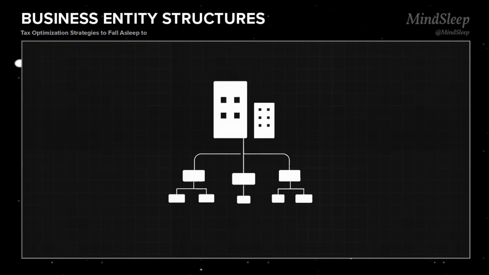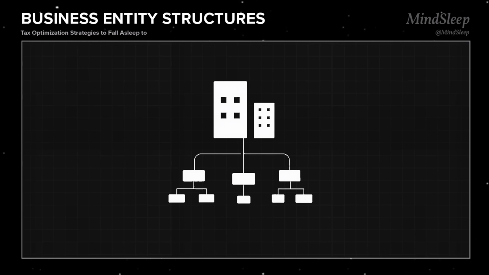At its core, the choice of business entity structure is a delicate balance between tax efficiency, legal protection, and operational flexibility. Each structure comes with its own set of rules, advantages, and potential pitfalls. To truly understand this landscape, we must first explore the fundamental types of business entities and their tax treatment. Let's begin with the most basic form, the sole proprietorship.